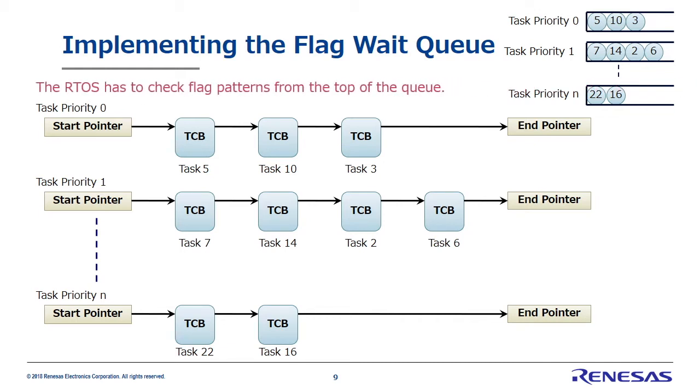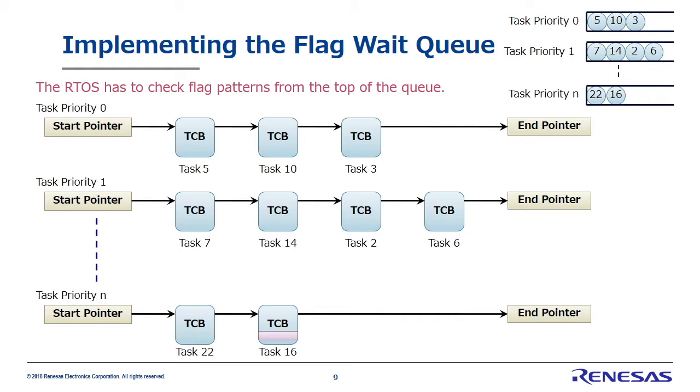So, as you can see here, when the setFlag API is invoked, each task in the queue is checked in order of enqueuing to see if the flag wait pattern has met its wait condition. If a task's wait condition has been filled, then it is dequeued from the wait queue and enqueued to the ready queue.